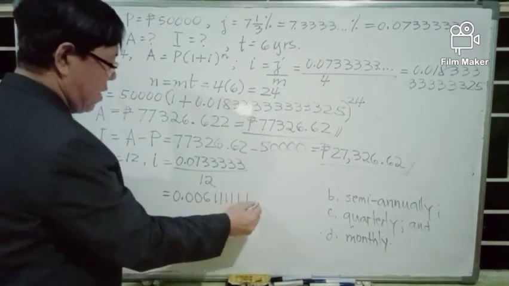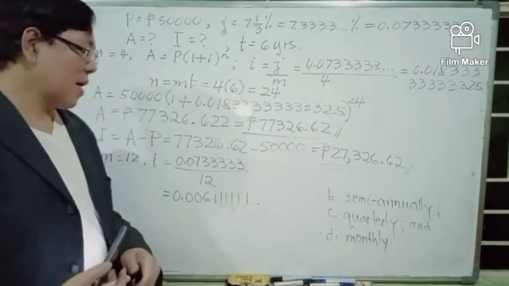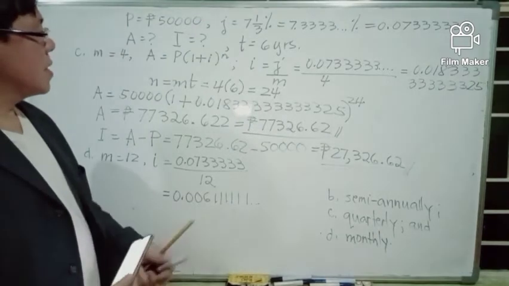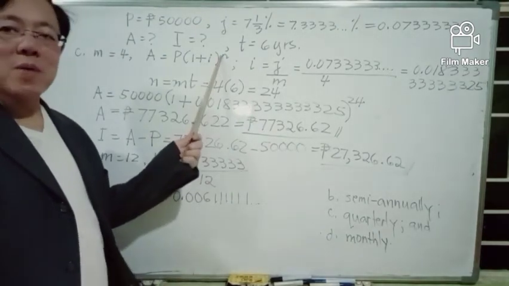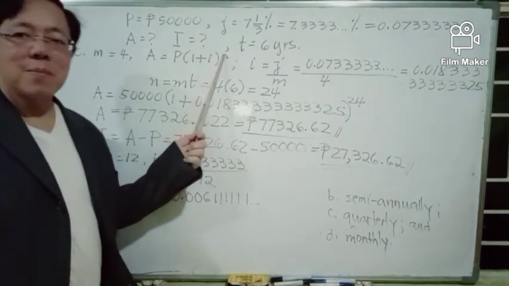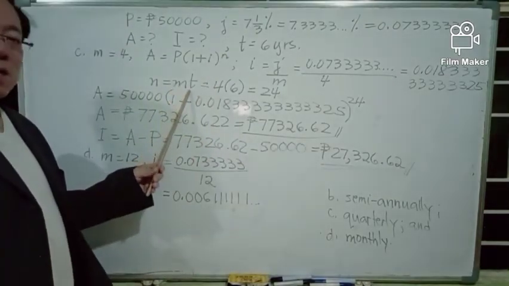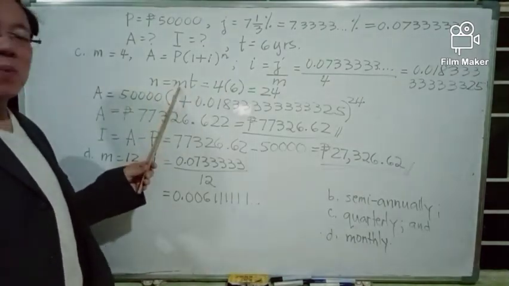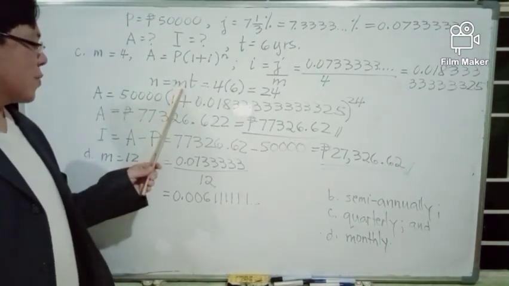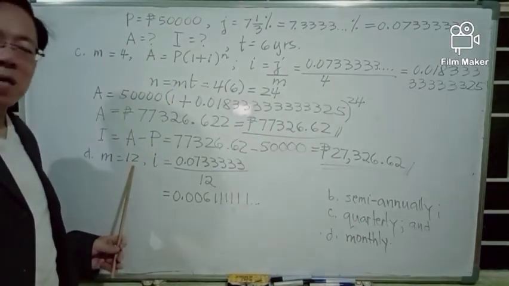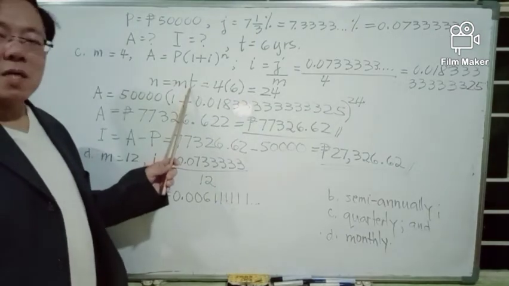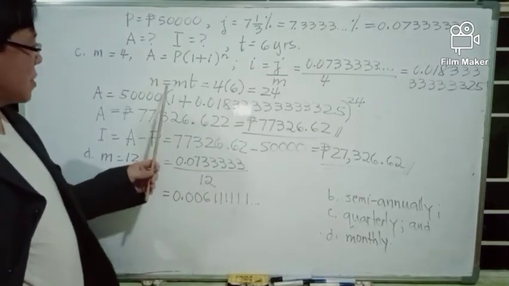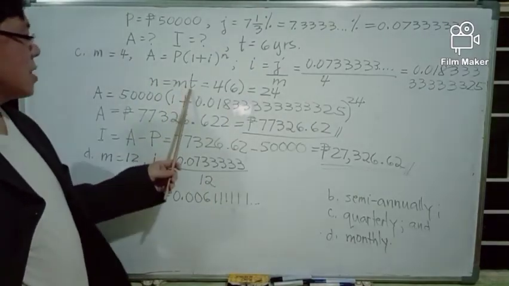0.0061111. The digit 1 is repeated without end. The exponent n in this formula will also change. N is given by M times T. The total number of interest computations for 3 years is equal to the number of interest computations for 1 year, in letter D, 12 times a year, multiplied by T years. In our example, T is 6 years. So we multiply 12, M is 12, by T, 6.